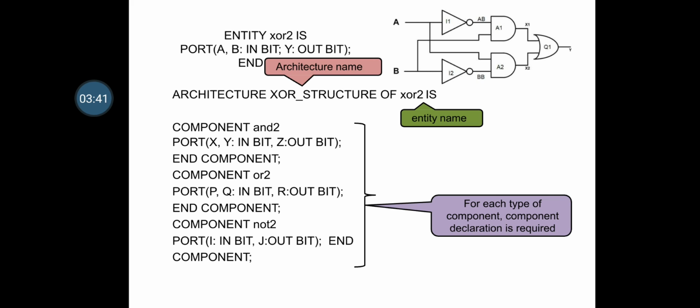The second component is OR2. So we write component OR2. Then we declare the input and output ports; since it is a two input gate, we give two input names, here given as P, Q, in bit, and R is the output bit. In the same way we declare the next component, NOT, with its ports: I is the input and J is the output, and then end component. This component declaration is done after the architecture name and before the begin word.